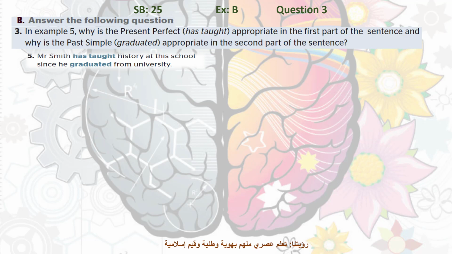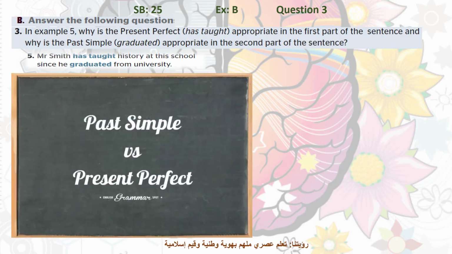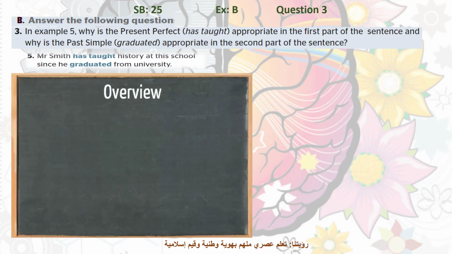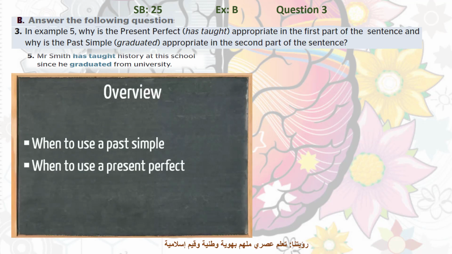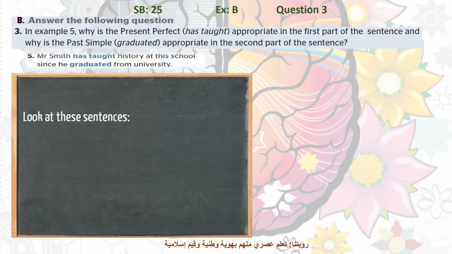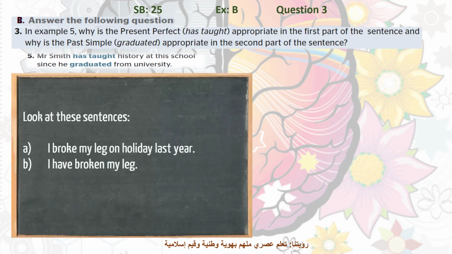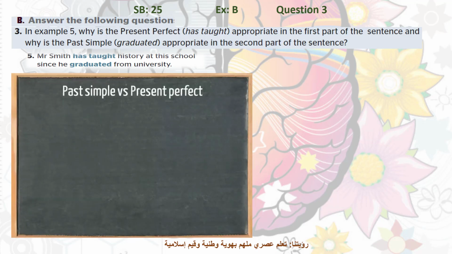Before we answer, watch the following video and take notes. Lesson is about the difference between the past simple and the present perfect. I'm going to show you when to use a past simple and when to use a present perfect, and more important, how to keep them apart. Take a look at these sentences. I broke my leg on holiday last year. I've broken my leg. The first sentence is in the past simple tense. The second sentence is in the present perfect tense.